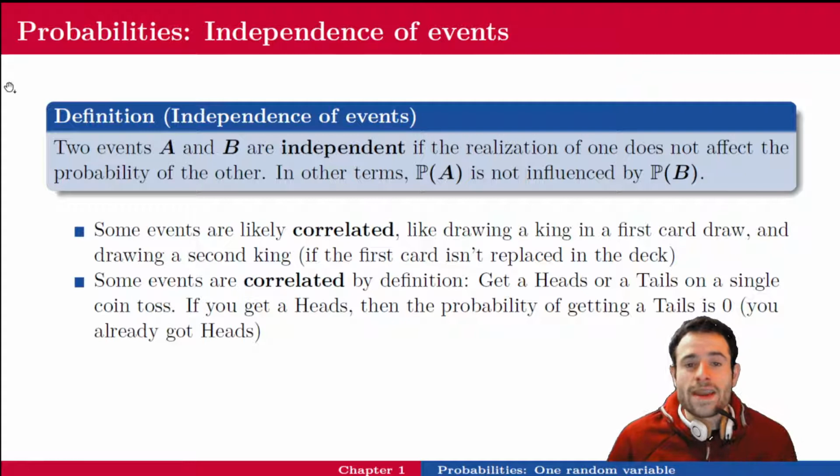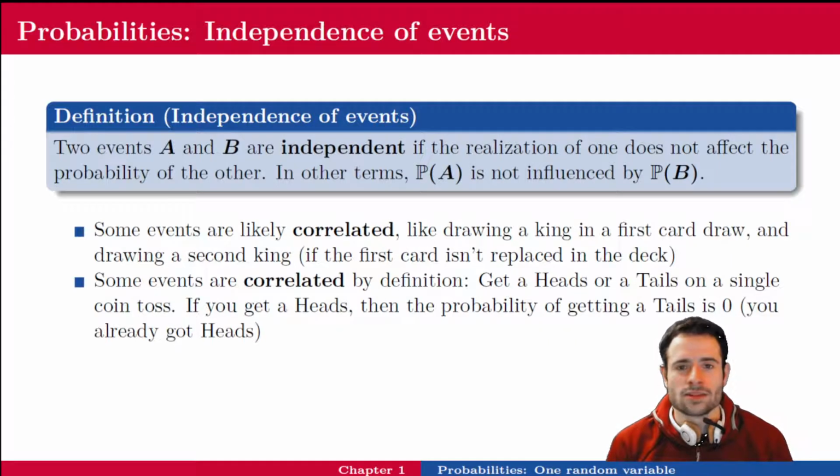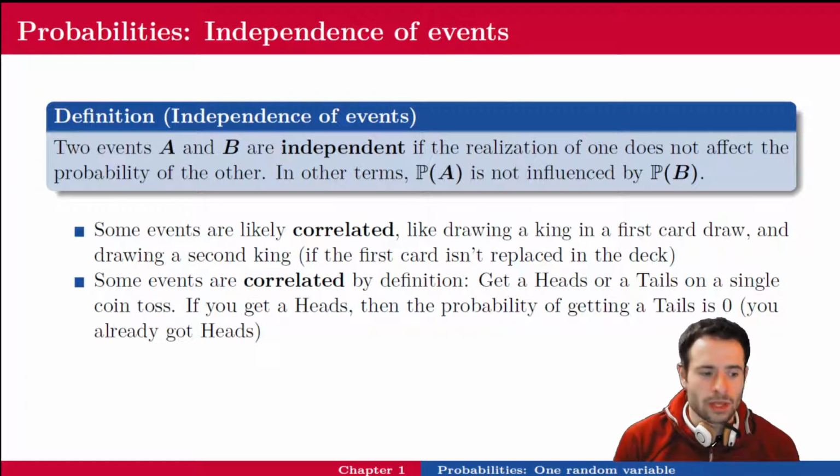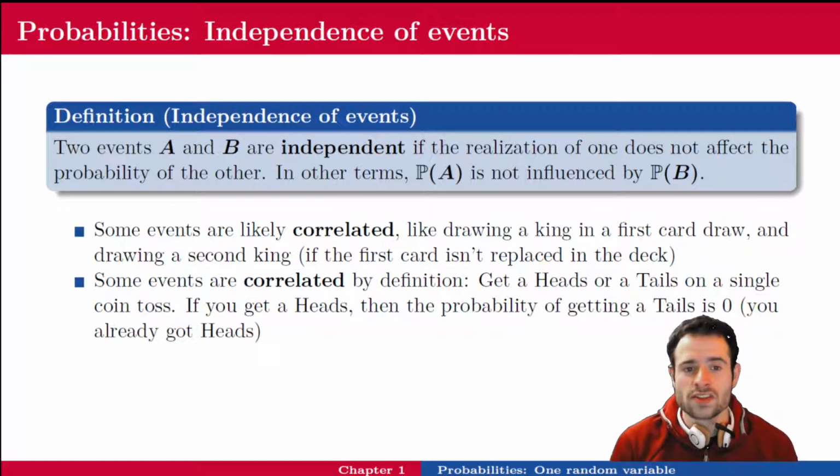Some events are naturally correlated. If you get a heads or a tails on a single coin toss, it means that you cannot get the other. If you get a heads, then the probability of getting a tails is going to be 0 because you already got heads. It seems trivial, but again, it's important to be able to recognize when two events are independent or not.